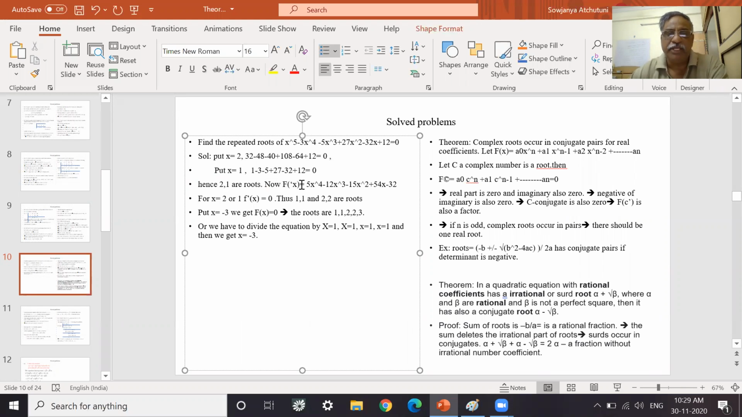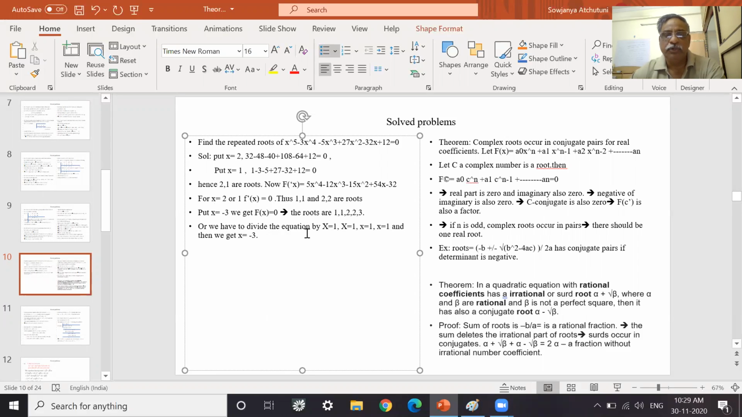Now we have done f dash x. Here f dash x for x is 1 or x is 2 is 0. That means 1, 1, 2, 2 are repeated roots. F dash x for both 1 and 2 is 0. That means 1 is a repeated root and 2 is also a repeated root. Now 4 roots have come: 1, 1, 2, 2. Because it's a polynomial of 5th degree, I should get one more root. In the trial and error, I am finding minus 3 is also a root.